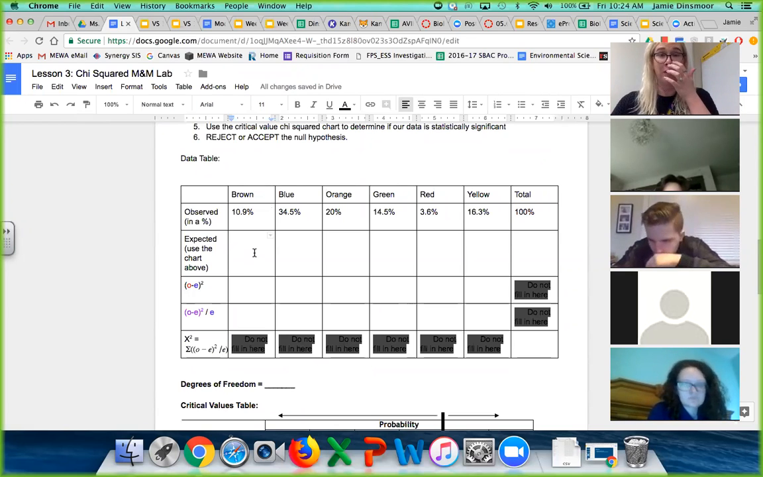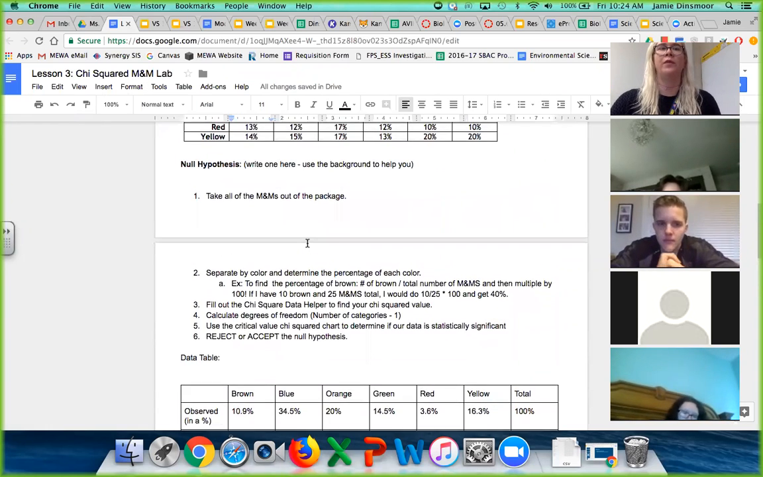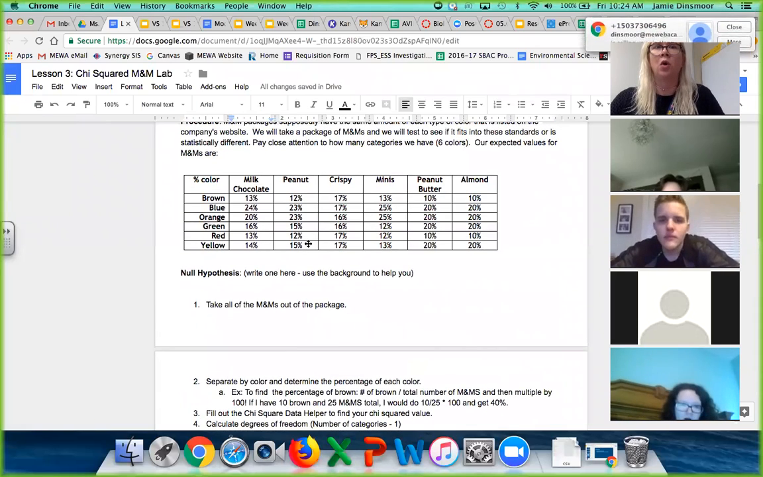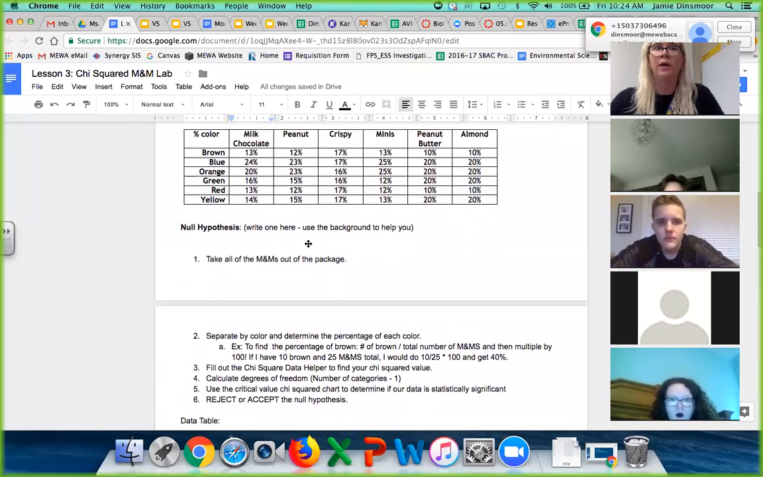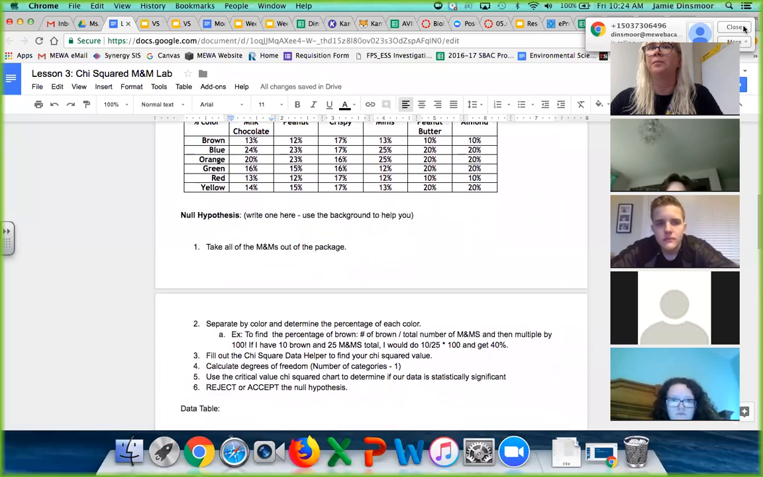The rest will go pretty fast. So now we need our expected, which guess where we get that from? What they told us. So for brown, we expect 13.